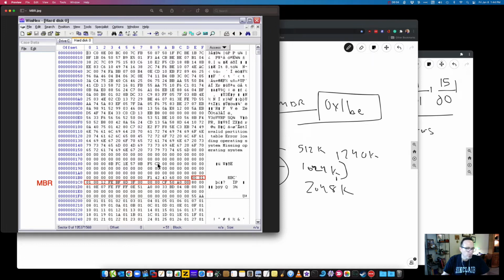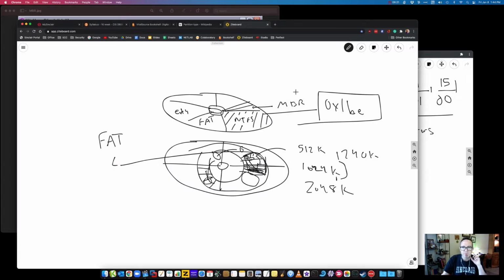So the first 442 bytes or so are filled with bootloader, and then what we have here is the master boot record. This is going to get us information about our disk. So that's what the lab this week does. I just want to summarize what the lab is coming across with.